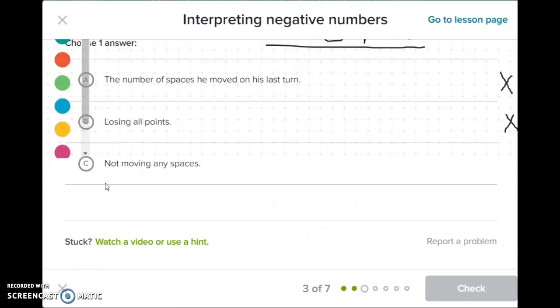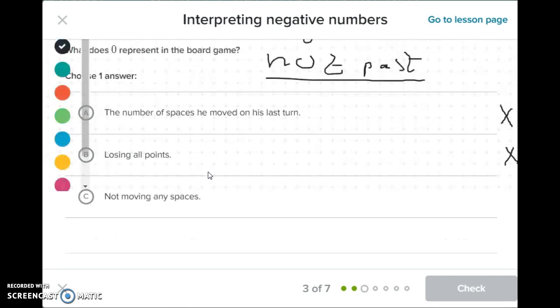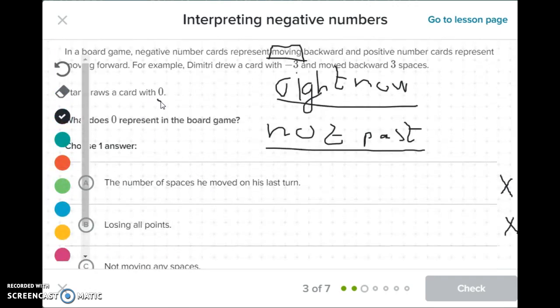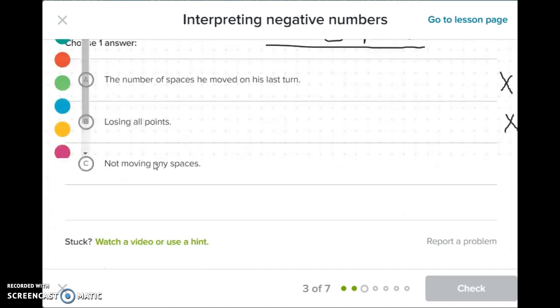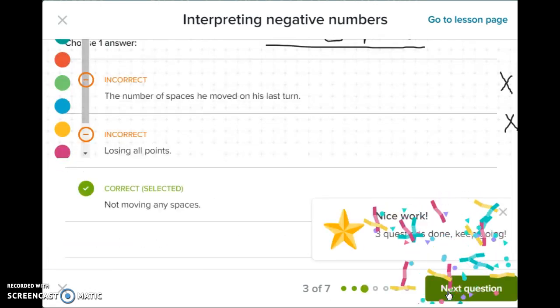But we know that this is correct because it's not moving any spaces right now. And not only that, 0 means nothing. Well, it's not necessarily worth nothing, but it means nothing. So we automatically know that you are not moving any spaces. Therefore, the answer is C.